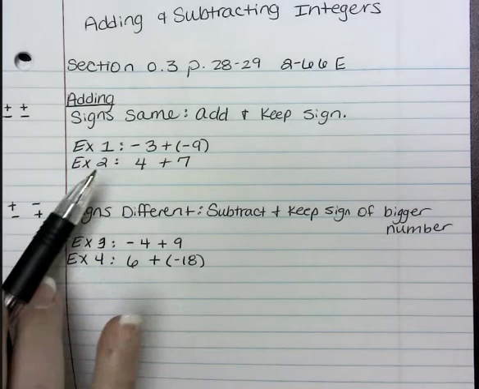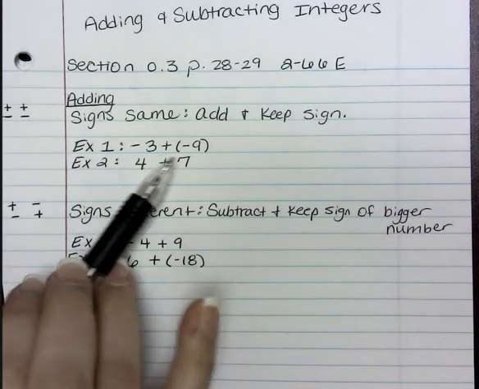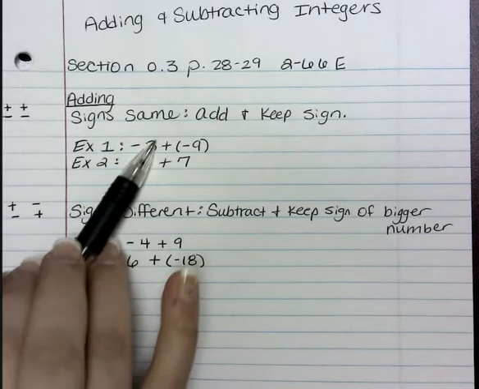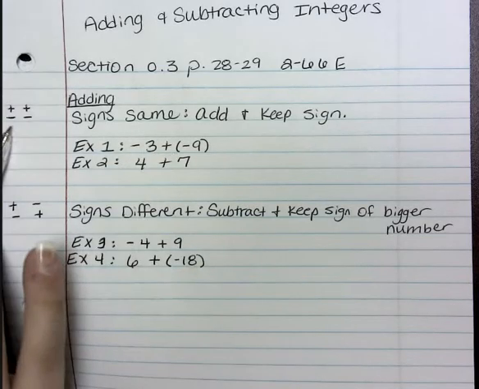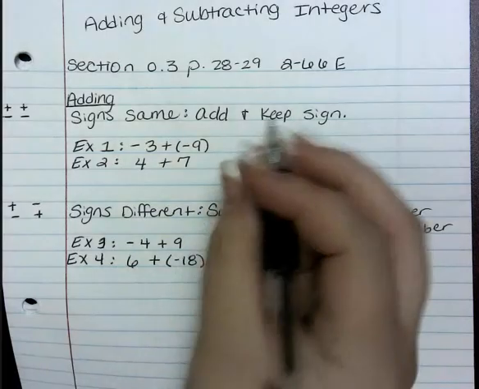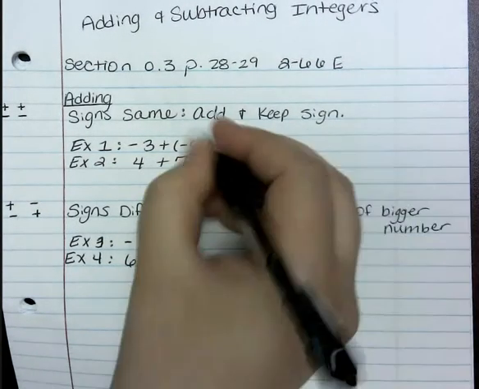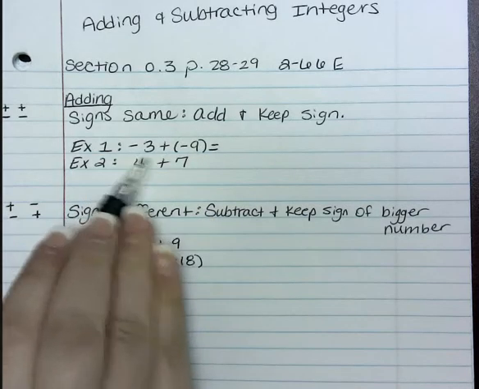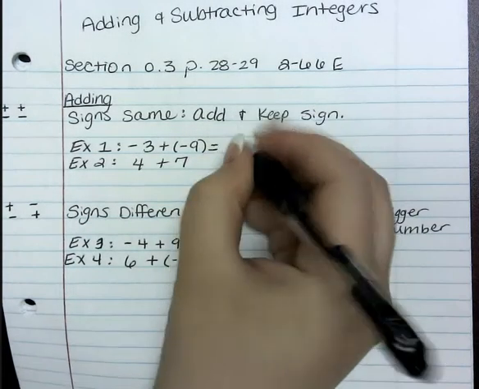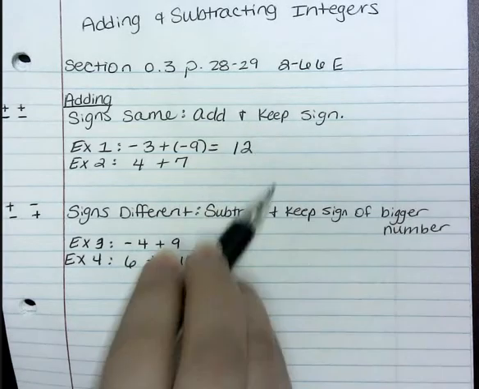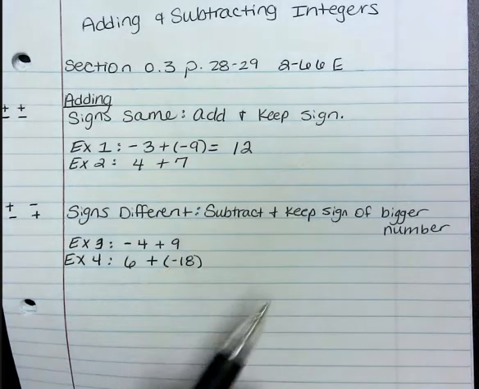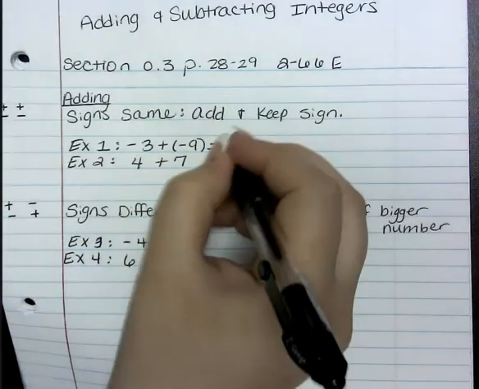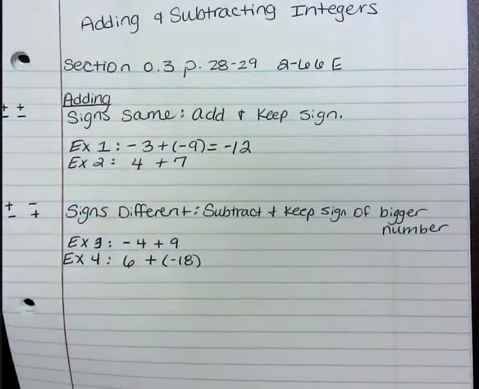So I've got a negative number plus a negative number. So I'm adding, and my signs are the same, they're both negative. So that tells me that I'm going to add the numbers together. So 3 plus 9 is 12. And the directions say to keep the sign. So since those numbers were both negative, that means my answer will be negative as well.